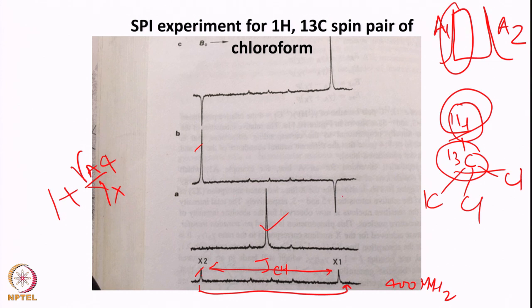And for the other one we get 1 minus gamma A divided by gamma X, so that is 3. So 3 and 5 is the enhancement we get, and the average is 4. So we get 4 times enhancement for the 13C signal. And if we perturb the A2 spin, this will give us 5 times enhancement and 3 times, so this is plus 5 and minus 3. So essentially we get 4 times enhancement for chloroform. This is fantastic.